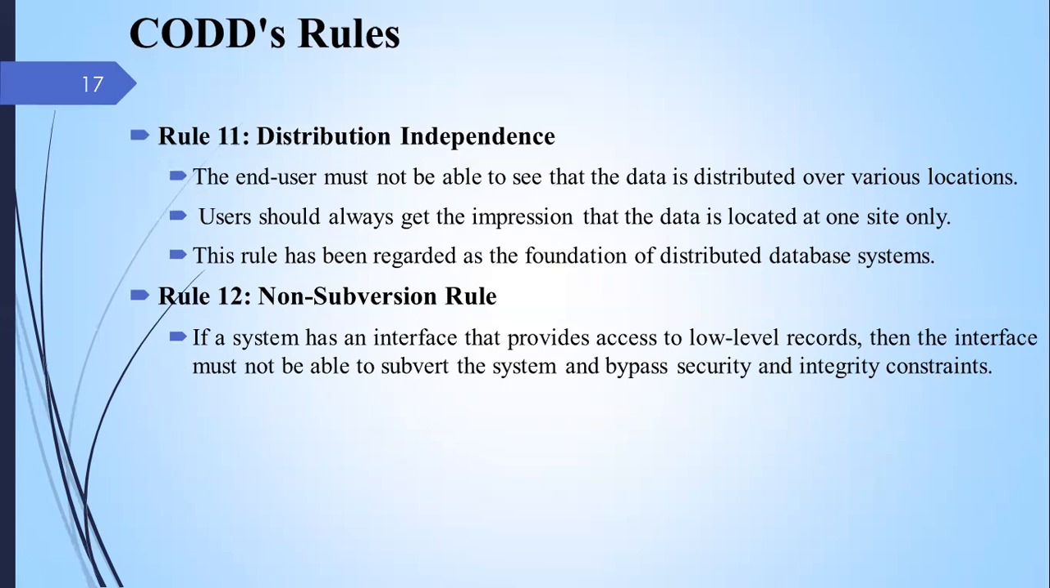Rule number 12, the non-subversion rule. If a system has an interface that provides access to low level records, then the interface must not be able to subvert the system and bypass the security and integrity constraints. It is called the non-subversion rule, meaning our database should not be subverted. So these are Codd's 12 rules. If a particular database can follow these 12 rules, then we can say that this database will be a perfect relational database.